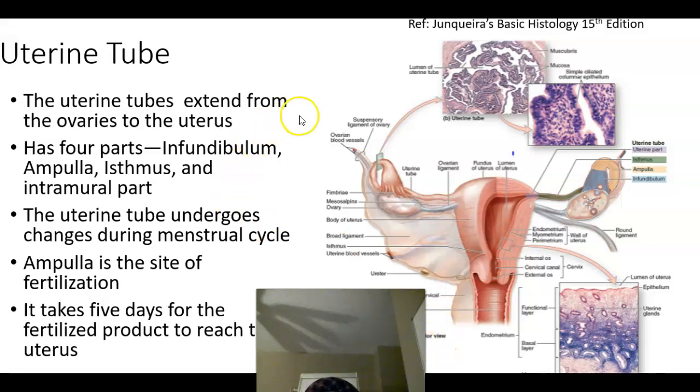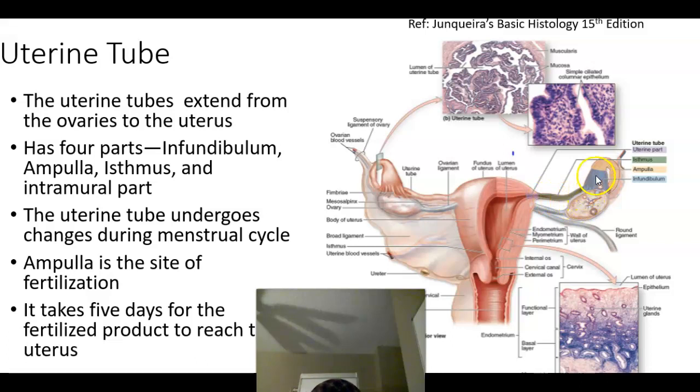Today I will discuss the histology of the uterine tube. The uterine tube extends from the ovaries to the uterus. This is the ovary, and the uterine tube extends from the ovary to the uterus. It has four parts: the infundibulum is here, then the ampulla, then we have the isthmus and the intrauterine part.